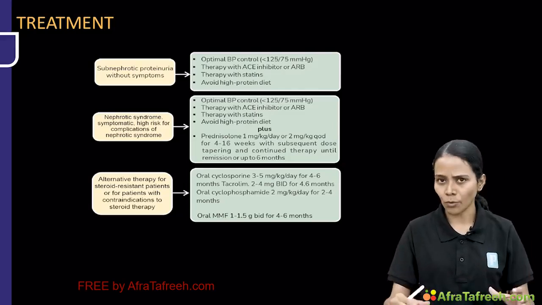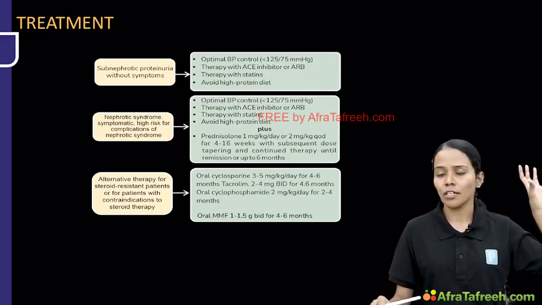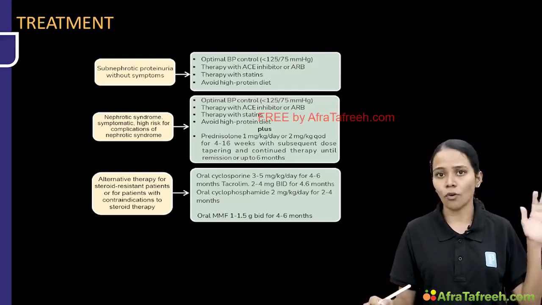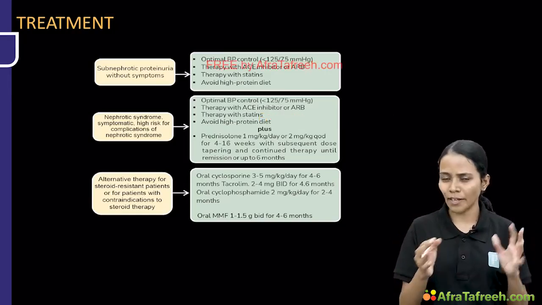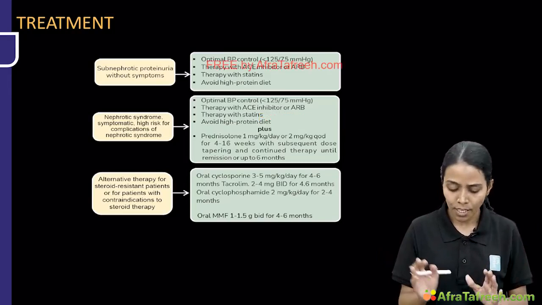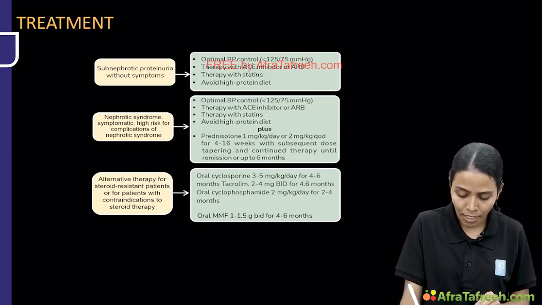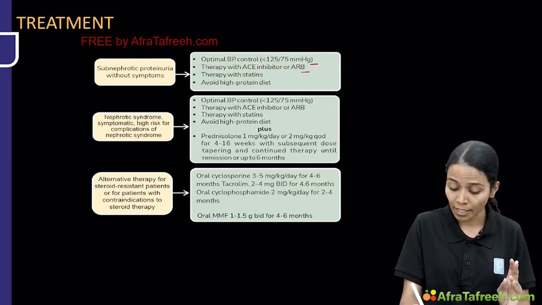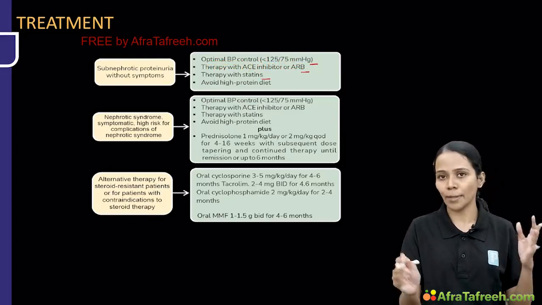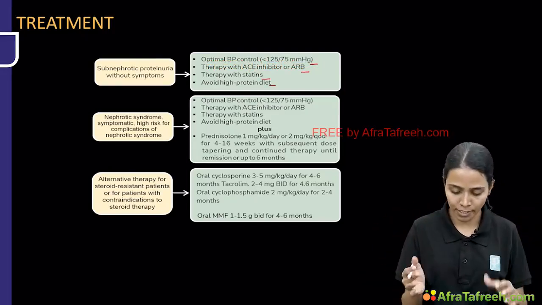See, this is just an outline. I'll be talking about this in detail again when I go to the chapter of management of nephrotic syndrome as a whole. So, focus on this part there, but here it's just to get the names. If the patient is having subnephrotic proteinuria without symptoms, it is BP control, ACE inhibitor, ARB, supportive therapy, therapy with statins, avoid high protein diet. Okay, so it is the same. It is supportive therapy like in any other glomerular disease.